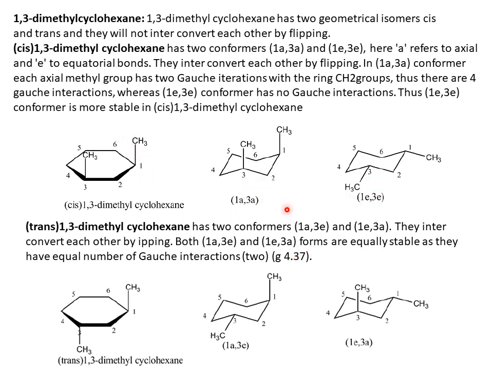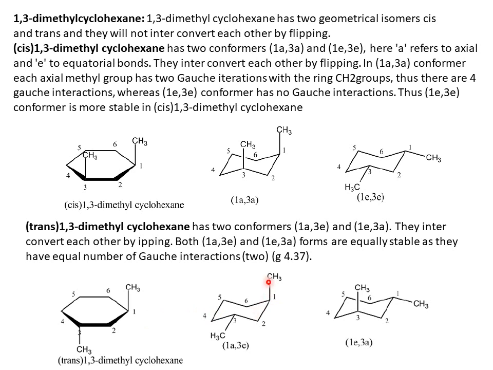cis conformer. This is also a cis conformer because the CH3 groups are running in the same direction. So among cis isomers, this conformer is more stable. And let us look at the trans conformer. This is the trans isomer of 1,3-dimethyl cyclohexane. For getting the trans isomer, we have to go for the chair form.